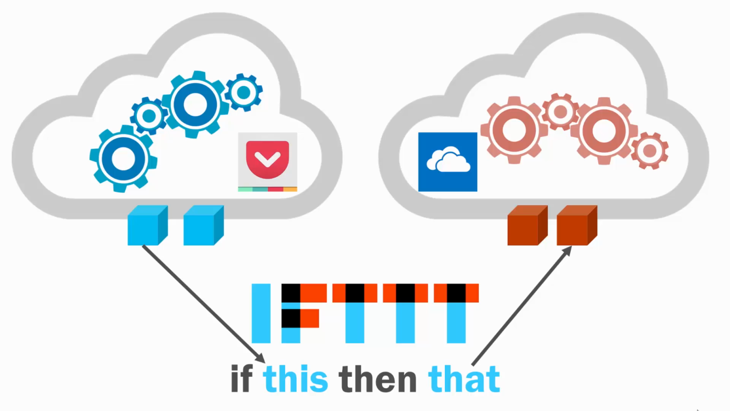Pocket is a popular web-based application that can be used for saving web pages for reading later, even reading offline. OneDrive, which is part of Microsoft's Office 365 suite, is an online storage location. So we're going to create a solution that allows me to take a page that I've read in Pocket and really liked and save it as a PDF in OneDrive.